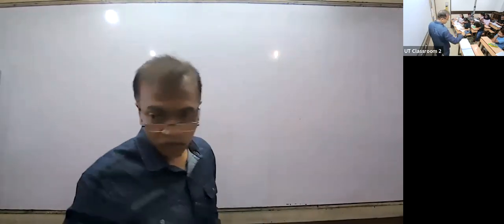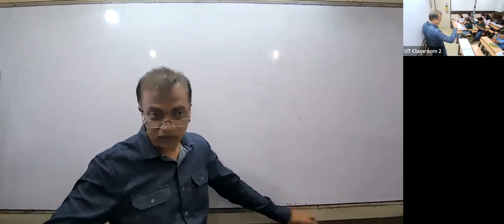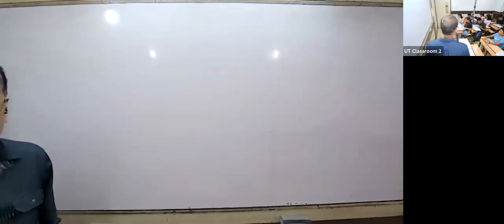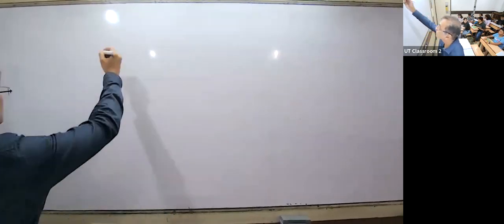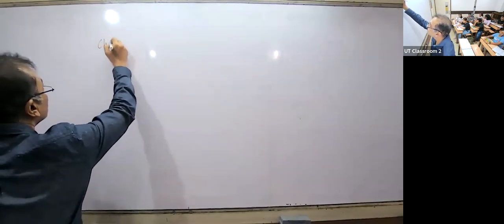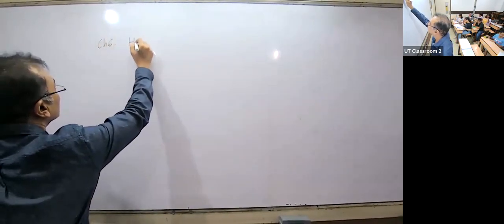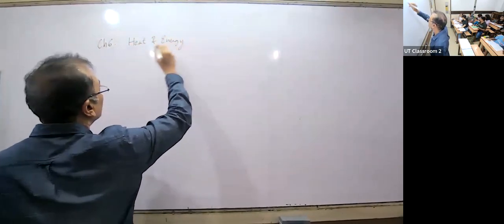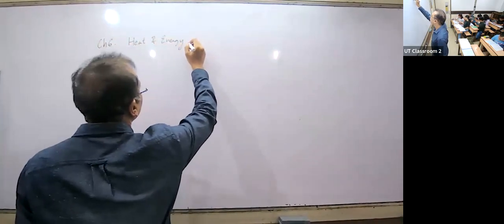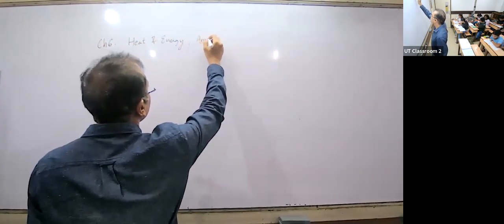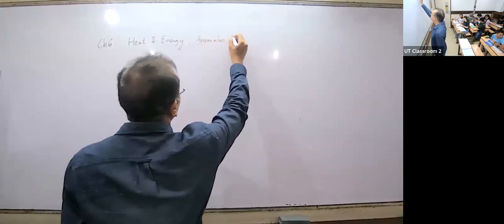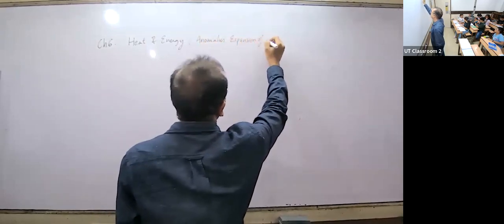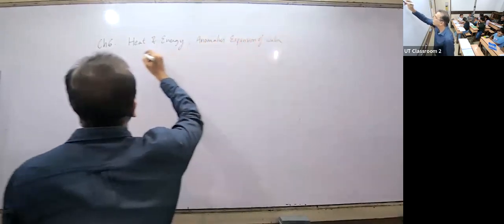Question 14 was a good question, mark it. Okay, so this kind of partly floating, partly submerged questions are tricky. So practice more, 2-3 questions at least. Next is chapter 6, which is heat and energy, and anomalous expansion of water. Right, this is the chapter.